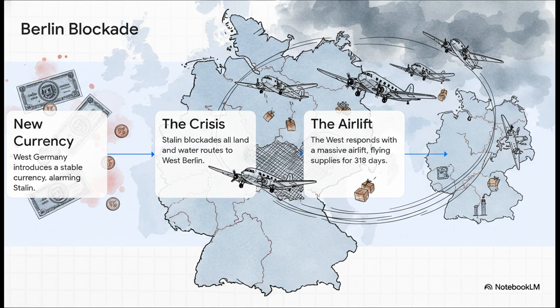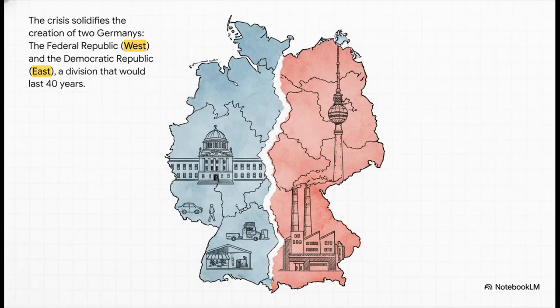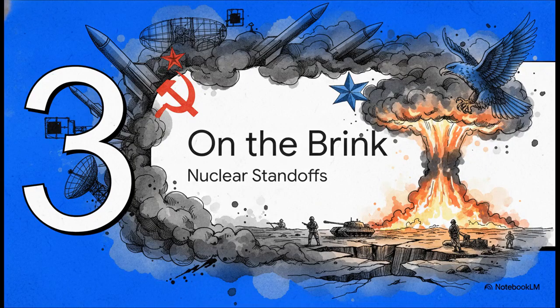Instead, they launched the Berlin Airlift, an incredible operation, flying in food and supplies 24/7 for nearly a year. So, in the end, Stalin's big power play completely backfired. Not only did he fail to force the West out of Berlin, but the whole crisis directly led to the official creation of two separate German states. You had West Germany and East Germany, and for the next 40 years, they would be the ultimate symbol of a divided continent.